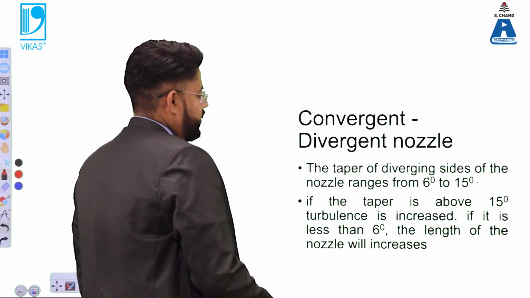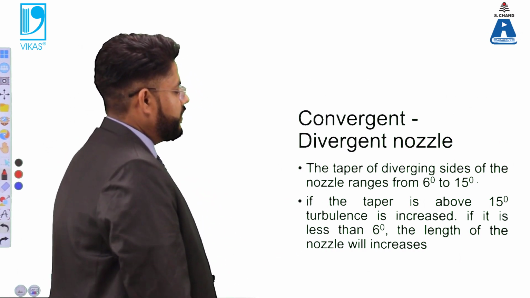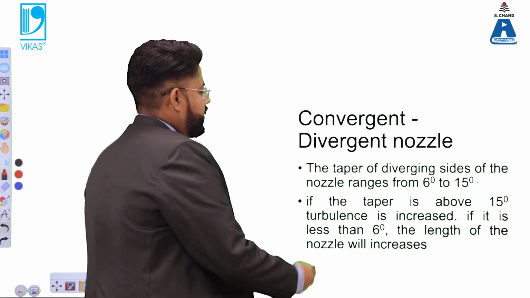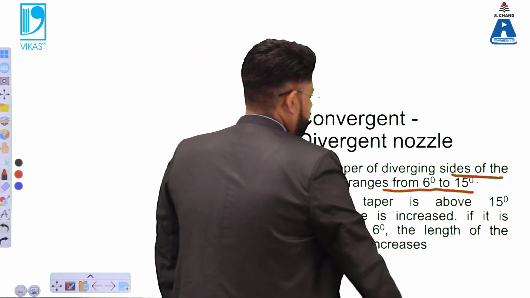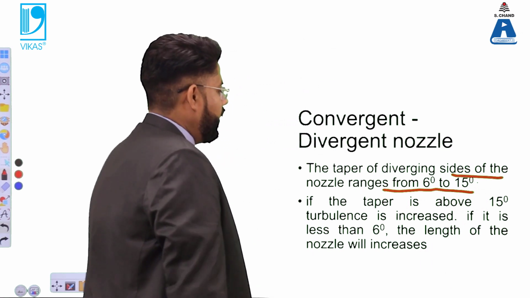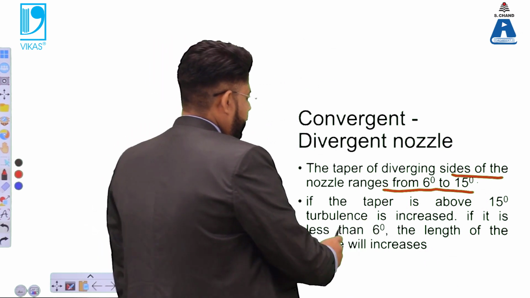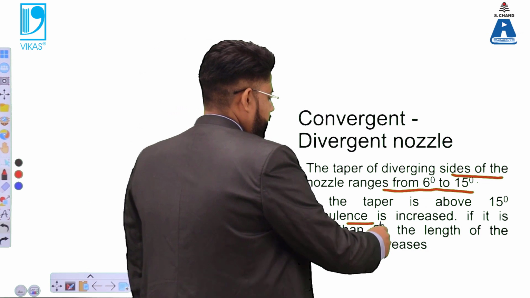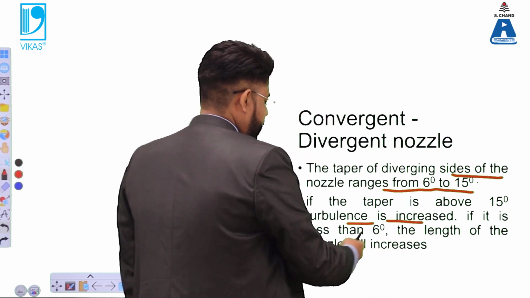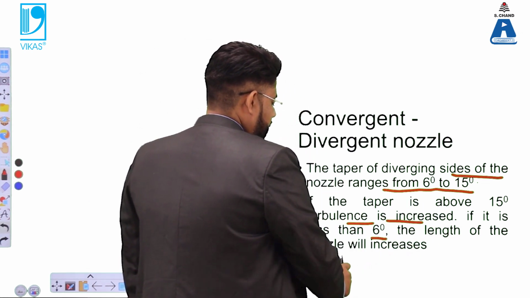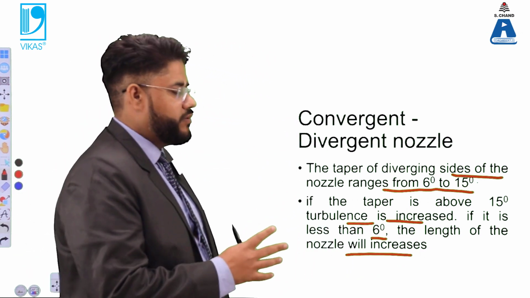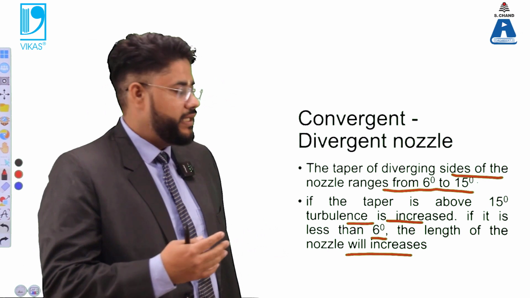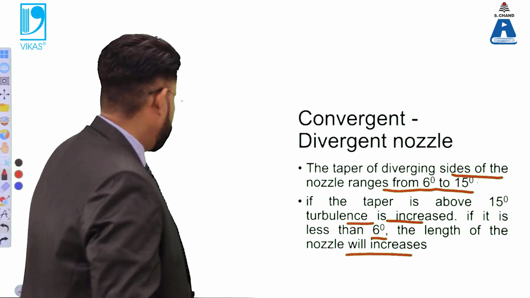So there are certain specifications of convergent divergent nozzles. The taper for the diverging side of the nozzle ranges from 6 degrees to 15 degrees. If the taper is above 15 degrees, then the turbulence increases, and if it is less than 6 degrees, then the length of the nozzle will increase, right? So this is a particular guideline in the case of the convergent divergent nozzle.